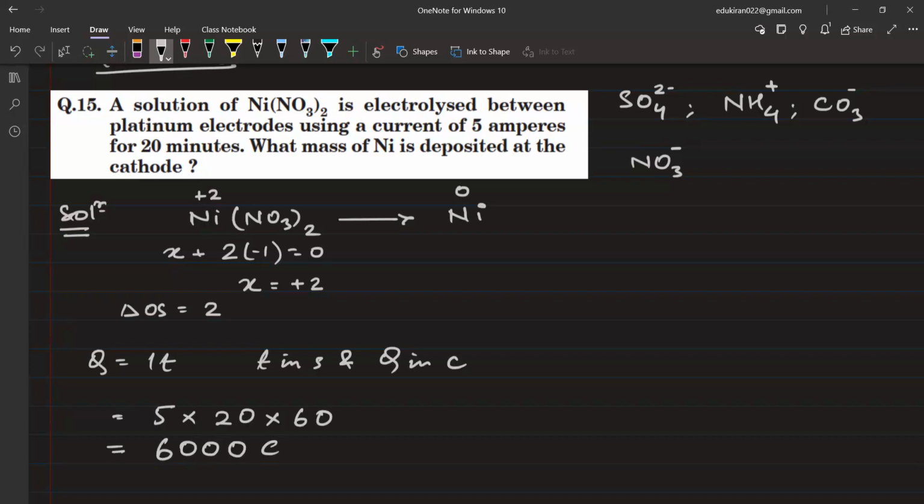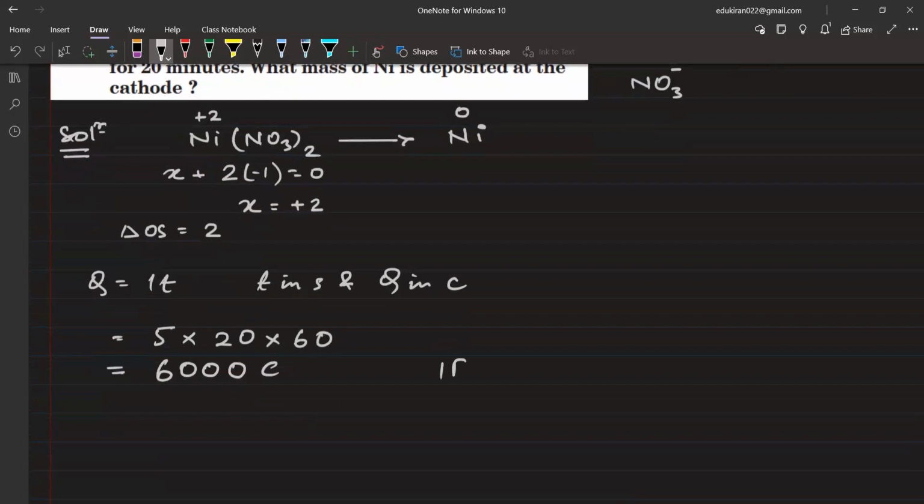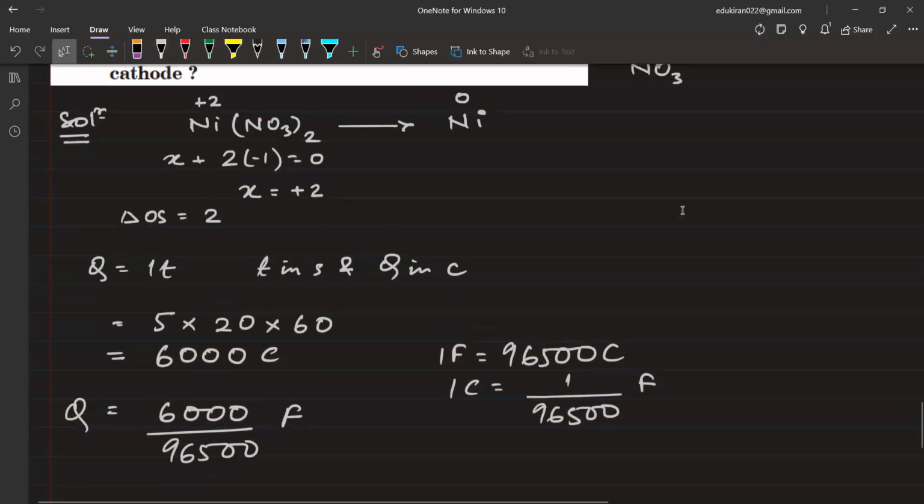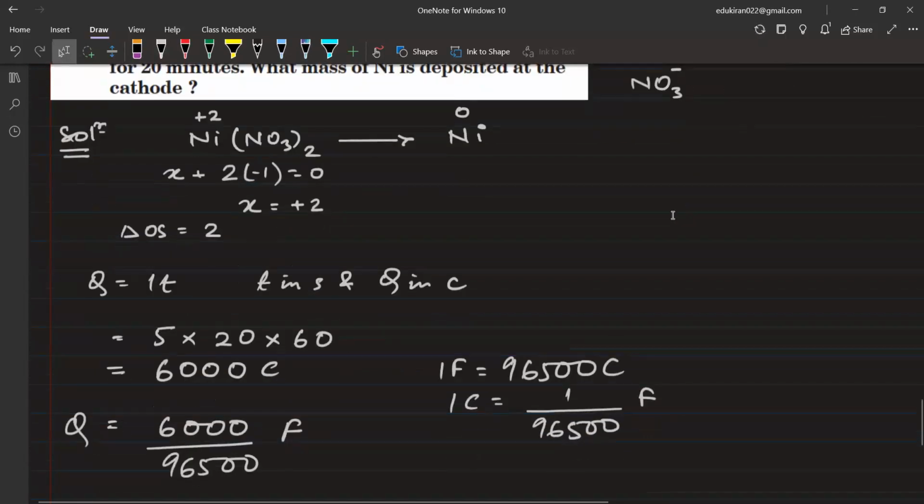What have you got here? You got the charge. Now you will convert this charge to Faraday. 1 Faraday is equal to 96500 coulombs. So I can write 1 coulomb is equal to 1 upon 96500 Faraday. So replacing coulomb, we write 6000 by 96500 Faraday. Did you understand this much or not? Yes or no? Yes, sir. So from here we have got the Faraday, that this much Faraday was needed.